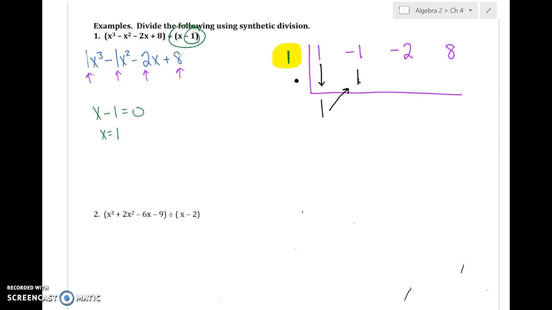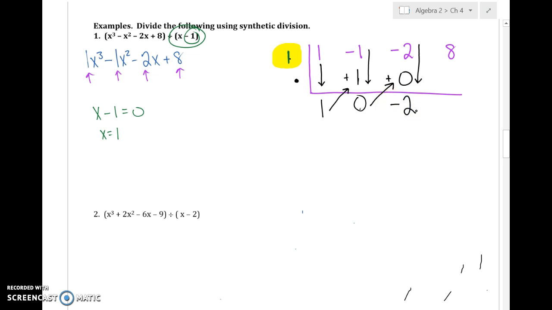Synthetic division uses multiplication and addition. Once you get that number there, we are going to add straight down. What is -1 plus 1? 0. Now we're going to do that sequence again. The number on the outside times the number on the bottom. What is 1 times 0? 0. That number is written in the next space. Then add straight down. So you're multiplying and then adding. What is -2 plus 0?